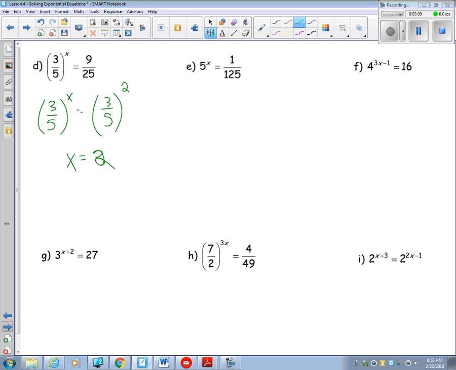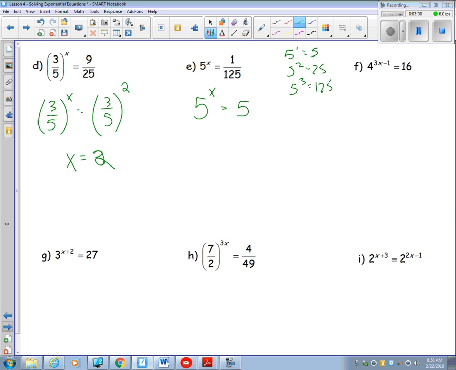Okay, let's try another. My base is 5. 5 to the x equals 1 over 125. I need to make this into a 5. So I start thinking, 5 to the 1, well, that's 5. 5 to the 2, that's 25. 5 to the 3, that's 125. Hey, that's kind of what I have here, right?